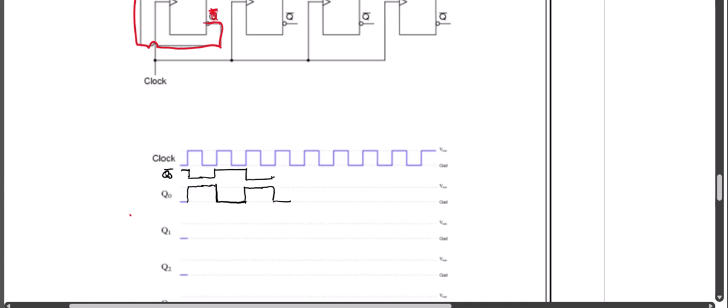Were we taught that in class? I wasn't. I don't know. But you see it now? Yeah, I see it. It was just kind of confusing to see.